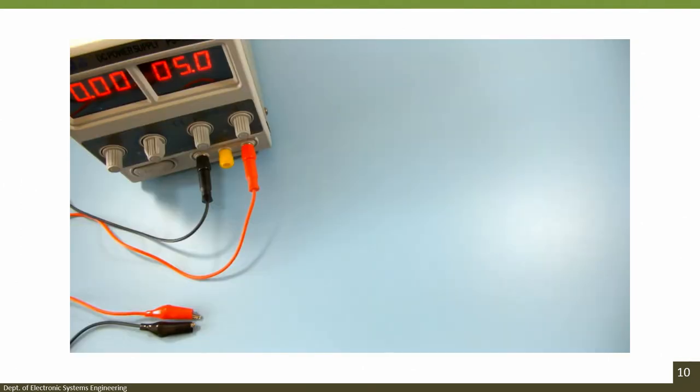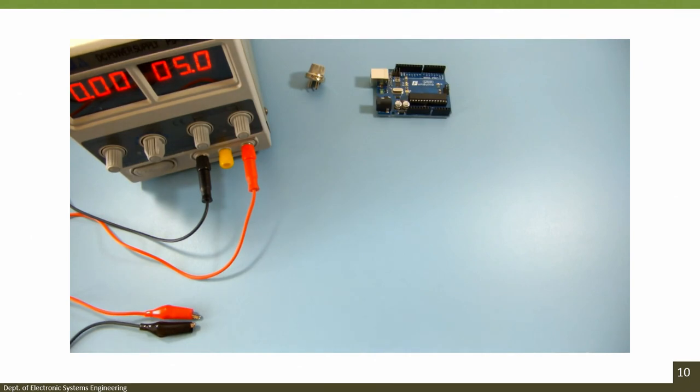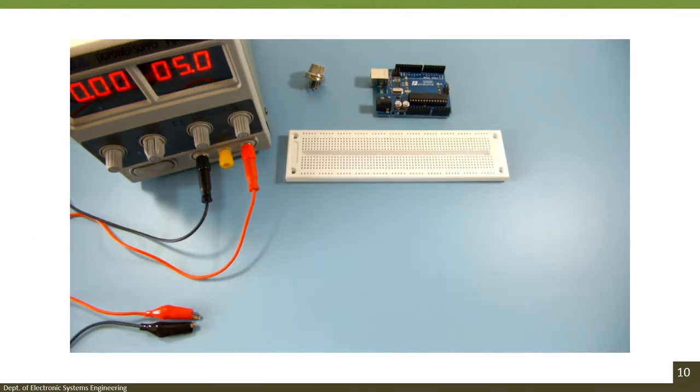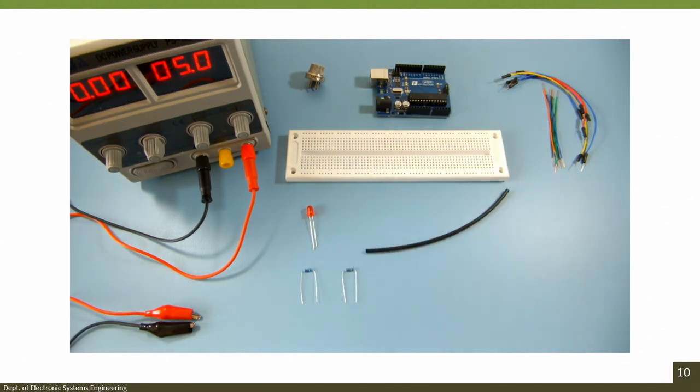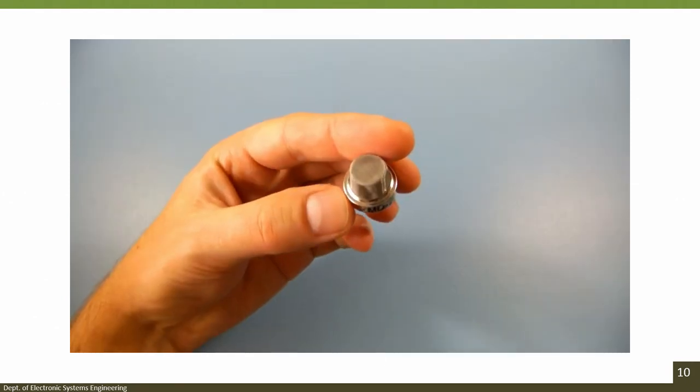To build this project, you'll need a few things. A 5V DC power supply that can deliver at least 0.3 amps. An MQ2 or MQ5 gas sensor. An Arduino board. A breadboard, a few wires, an LED, a 120 ohm resistor, a resistor close to 20K, a piece of heat shrink tubing, and a gas lighter or torch.